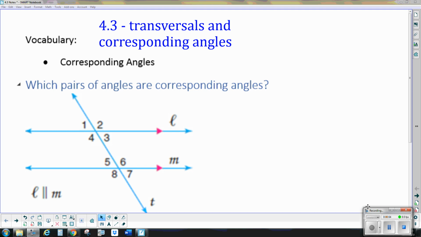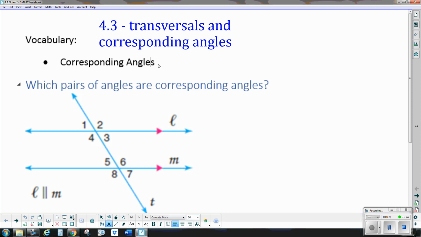This is Mrs. Blaufuss. This is lesson 4.3, and this is talking about transversals and corresponding angles. If you remember back from Unit 2, we talked a little bit about corresponding angles, and we looked at corresponding angles within parallel lines. So we're just going to zone in on that a little further in this lesson.